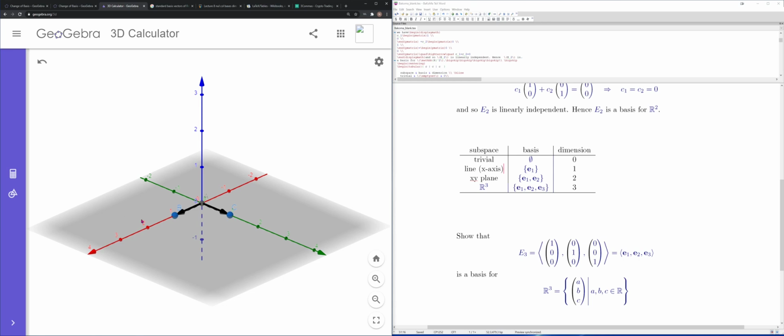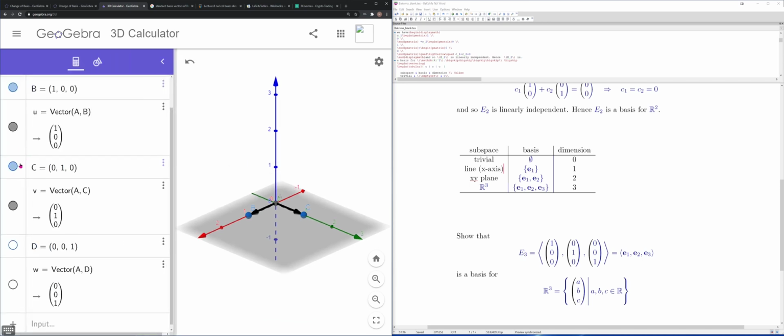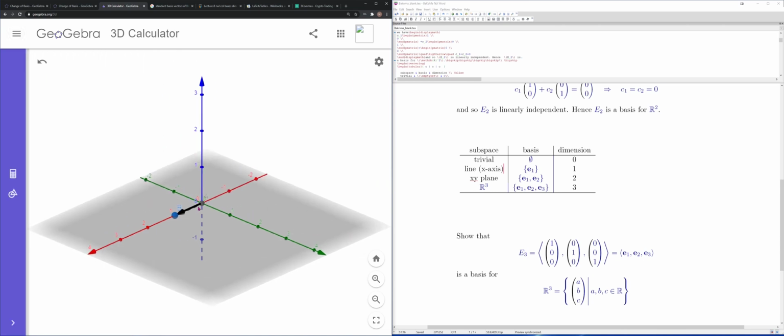Alright, okay, so now let's just consider your x-axis here, which is this red axis here. So what would be a basis for this x-axis over here? Well, a basis for this x-axis would in fact just be this 1, 0, 0 here. So E1 would be a basis for this red axis, which is denoted over here. Okay, so this E1 is a basis for your x-axis.